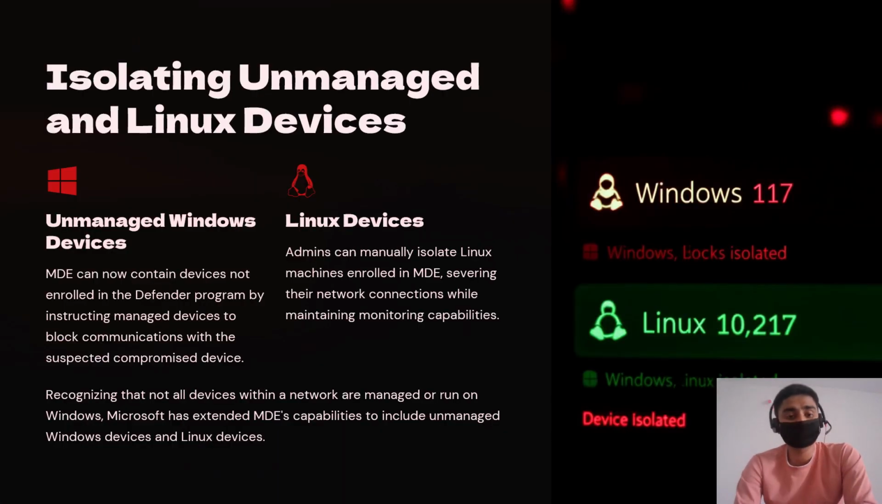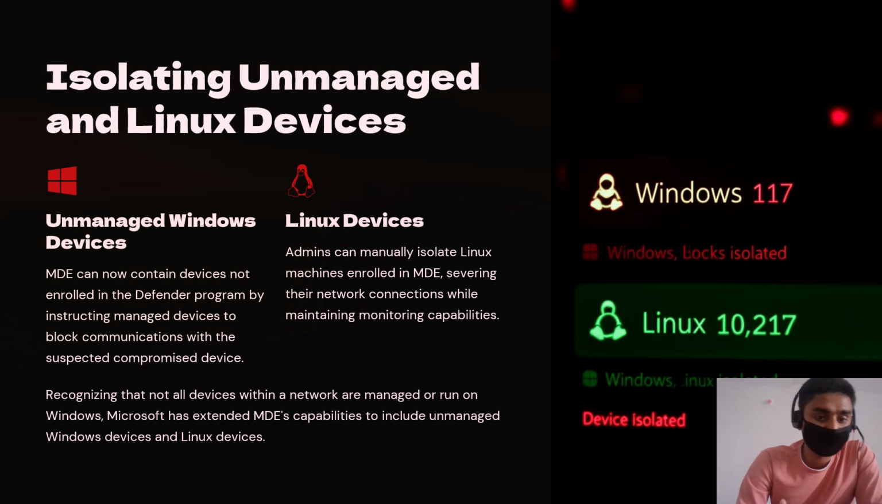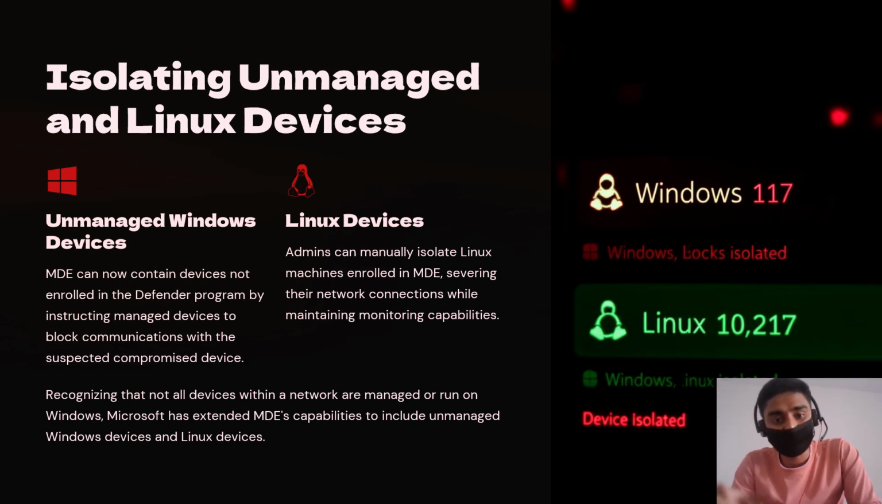So, isolating unmanaged Windows devices and Linux devices. How does Defender actually do that? Microsoft Defender for Endpoint can now contain devices not enrolled in the Defender program by instructing managed devices to block communication with the suspected compromised device. Along with that, for Linux devices, admins can manually isolate the Linux devices enrolled in MDE, severing their network connection while maintaining the monitoring capabilities.